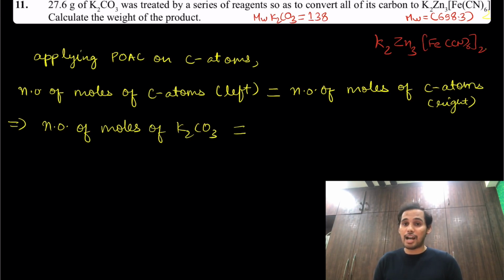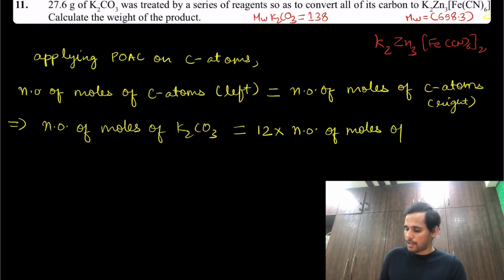Again, on the right hand side, where do we see that carbon? We see that carbon in the complex, and in each molecule of the complex we have how many carbon atoms? As you can see, 6 into 2, 12 atoms. So number of moles of carbon atoms will be nothing but 12 into number of moles of this complex compound, moles of K2Zn3[Fe(CN)6]2, right? अगेन हमको क्या करना है?